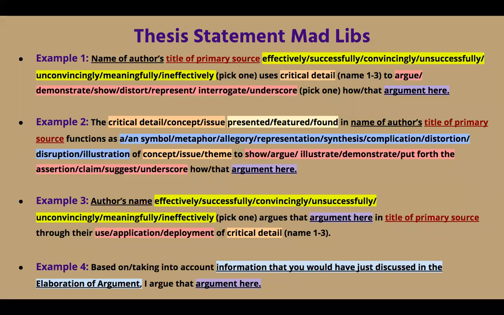I have name of authors, title of primary source, effectively, successfully, convincingly, unsuccessfully, unconvincingly, meaningfully, ineffectively, pick one, uses critical detail, name 1 to 3, to argue / demonstrate / show / distort / represent / interrogate / underscore, pick one, how / that, and then argument. So in this first example, what I'm doing is indicating where you would place different types of information, right?